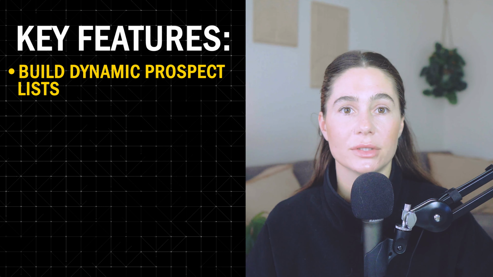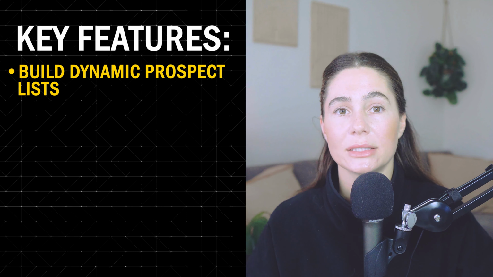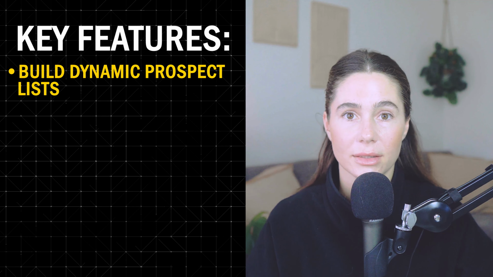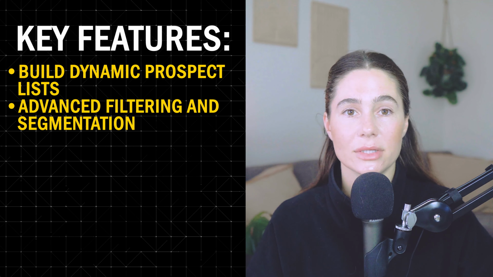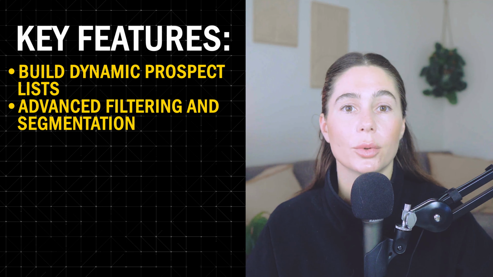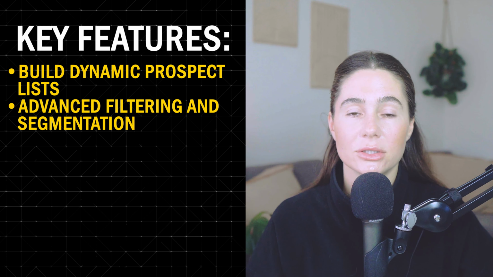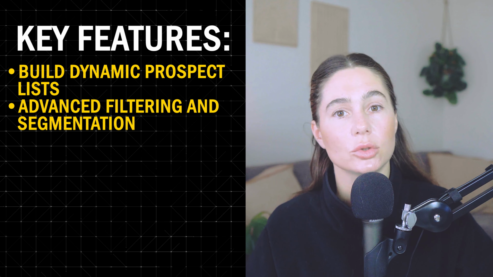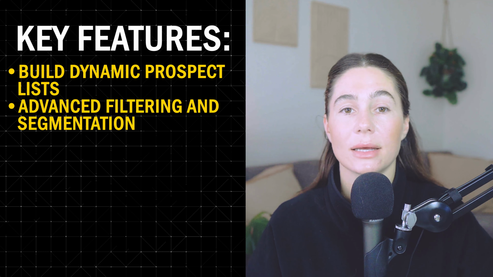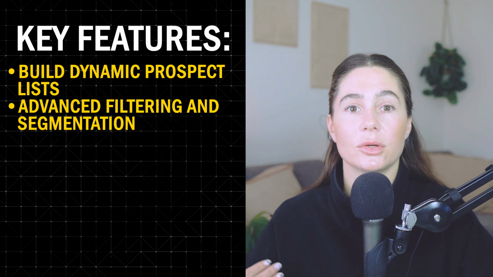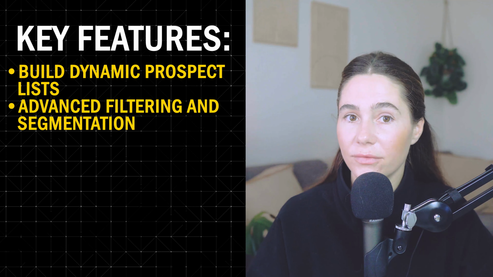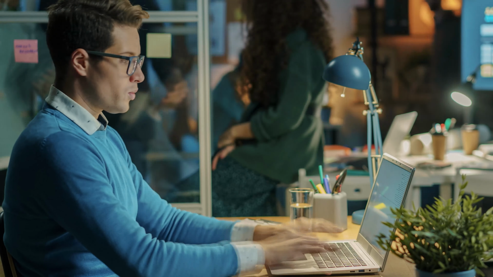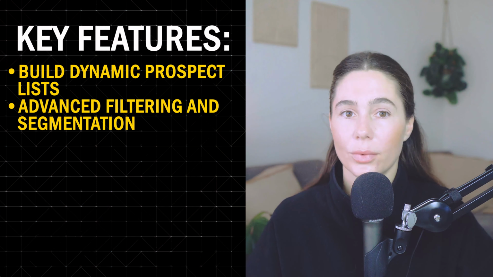Dynamic lists change over time too, so as new contacts meet your criteria, they're automatically added to the list without manual updates. You can also do advanced filtering and segmentation. So filtering is essential for prioritizing outreach. GoHighLevel lets you segment prospect lists using multiple filters so you can focus on contacts that matter the most. For example, you can filter by engagement history, tags, last activity date, lead source, custom fields. This ensures you're not wasting energy on stale contacts or irrelevant leads.